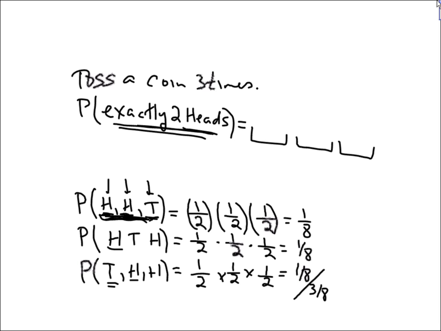The thing is, it was a headache doing it 3 different times. What if we want to know the number of ways of getting 7 heads out of 100 tosses? There would be a lot more cases than 3. And we don't want to count each of them or list each of them.